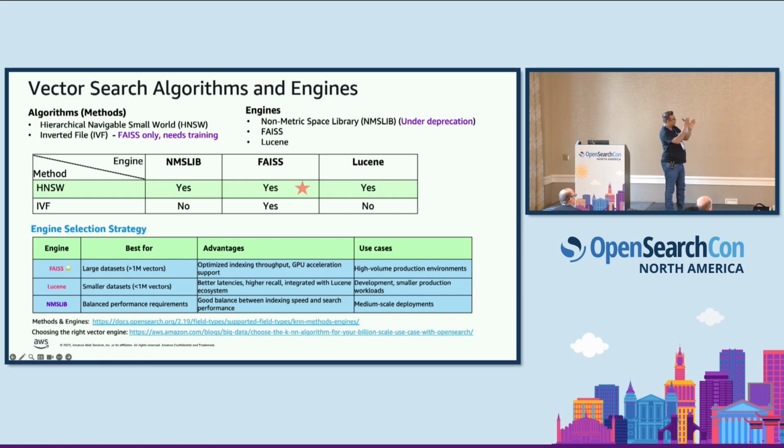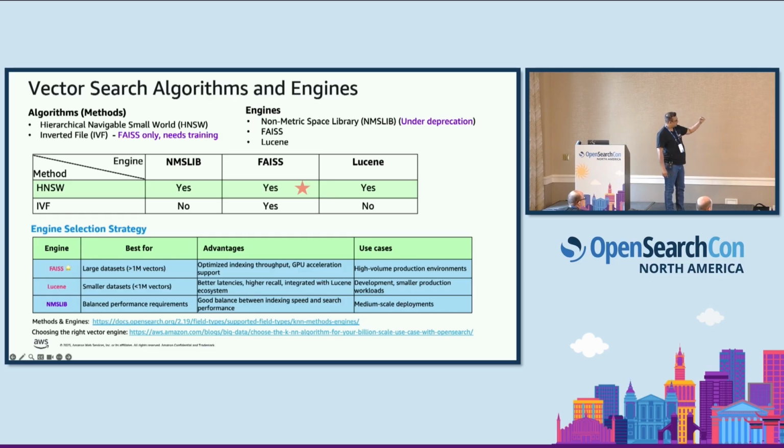And then engines are the libraries which implement those algorithms. We have three supported. The first one, NMSLib, is under deprecation, so not much recommended for the future. Faiss and Lucene are the recommended ones. And if you look at the methods, HNSW is supported by all three. However, IVF is only supported by Faiss.